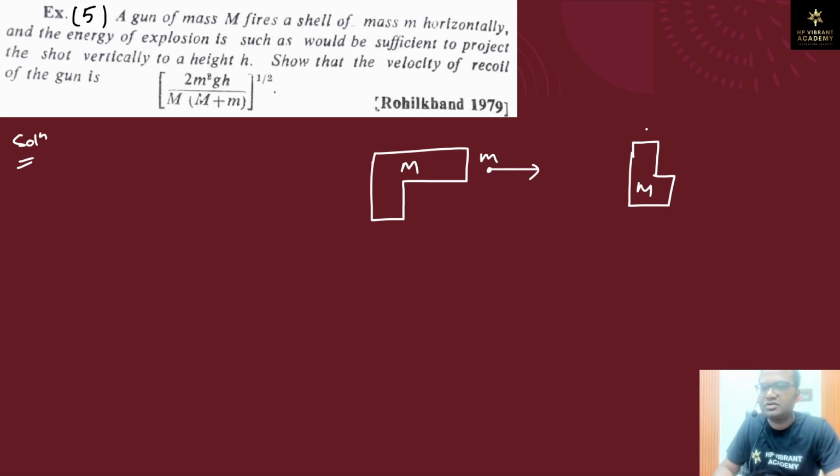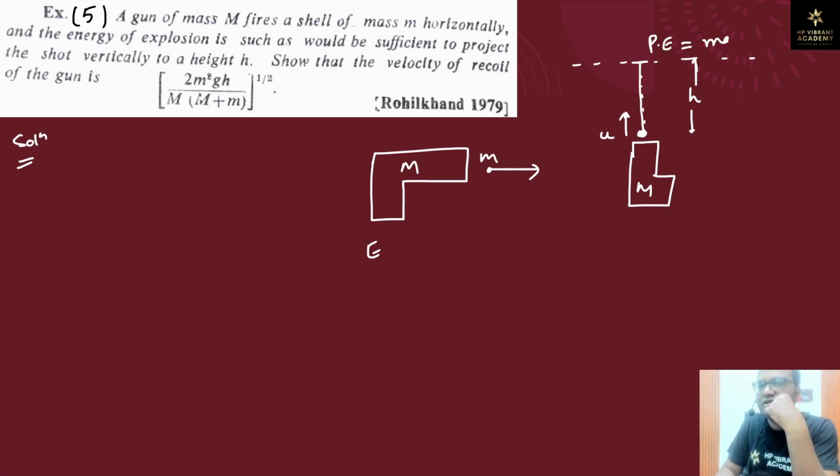Let us take the gun in this orientation. So there is a shell. The energy that is generated here is sufficient that it would project the shell to a height of small h. So this is a height h. Let us consider the initial velocity as small u. This energy is able to project the shell to a height of small h. So the potential energy will be mgh, if we have taken the mass of the shell as small m. So the potential energy generated will be mgh, and the initial kinetic energy will be half m u square.